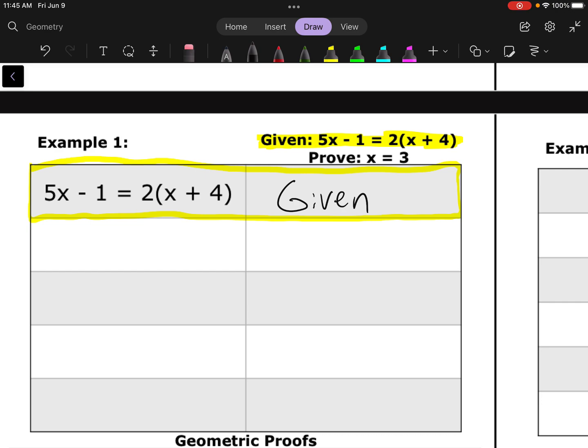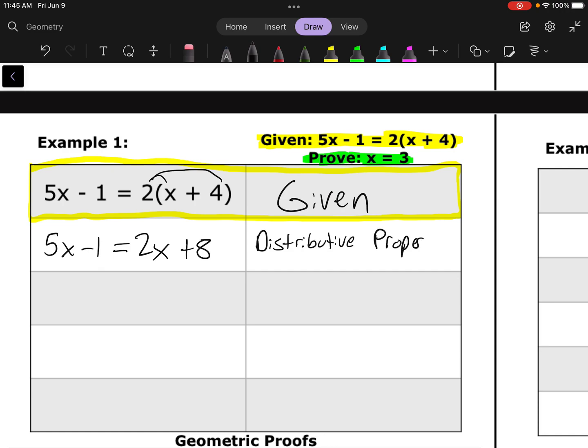And now from here, it's going to be up to us to come up with more statements and more reasons to eventually get to the point where we know for sure that x is equal to 3. But this is just an algebra equation, so we're just going to do our normal stuff, and practice writing it down step by step, providing the reasons as we go. So first thing I would do is probably distribute, right? If we distribute here, the 5x minus 1 stays the same. 2 times x is 2x. 2 times 4 is 8. And that was the distributive property that lets us multiply into those parentheses.